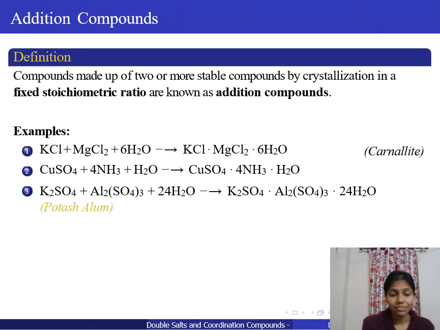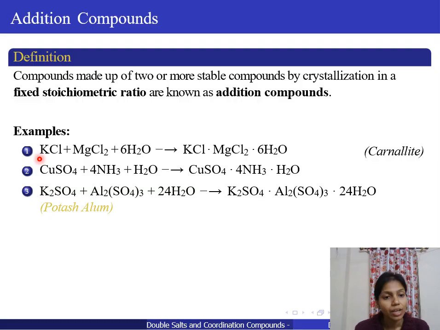So by definition, what are addition compounds? Addition compounds are made up of two or more, so it should be at least two, stable compounds, by crystallization in a fixed stoichiometric ratio. These are known as addition compounds. Let us understand this definition with some examples.